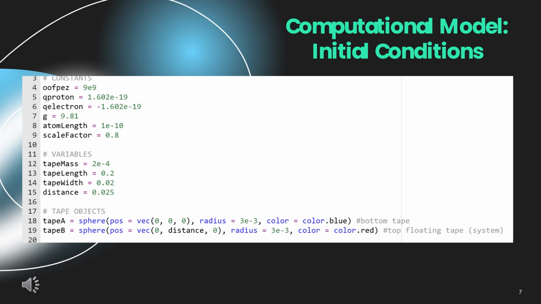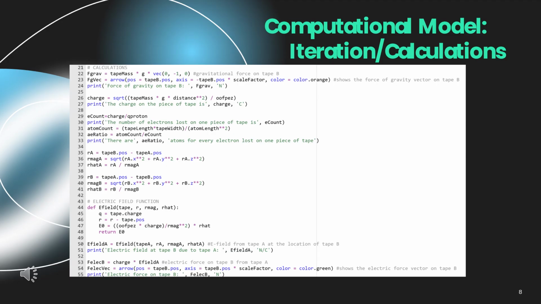Here is the initial conditions of the computational model in GlowScript, and it's just setting up the code so it has all of the calculations and everything. Here is the calculation part of the GlowScript model, where it calculates the force of gravity, vector force, and then also calculates the charge and the distance between the tapes to eventually calculate the electric fields of the tapes.